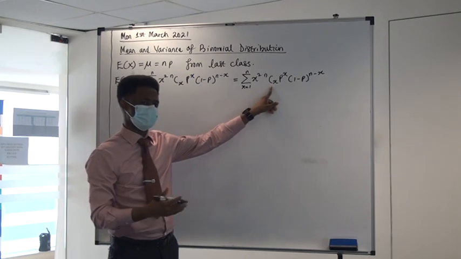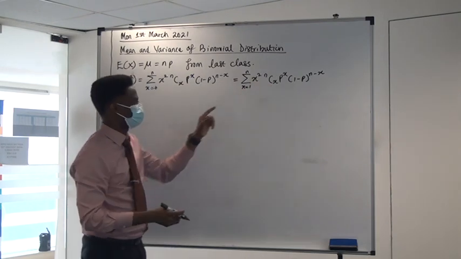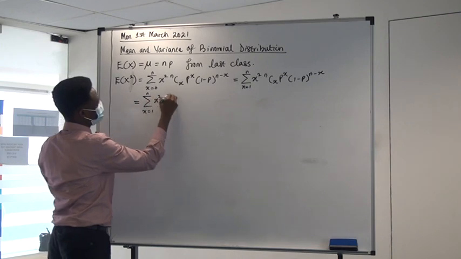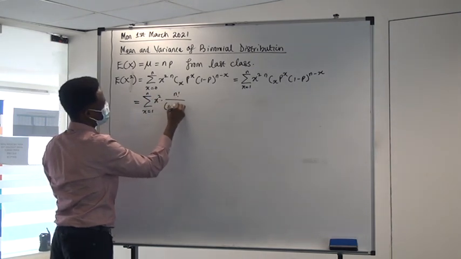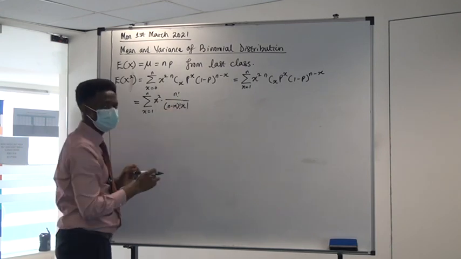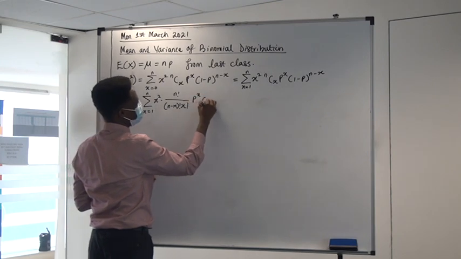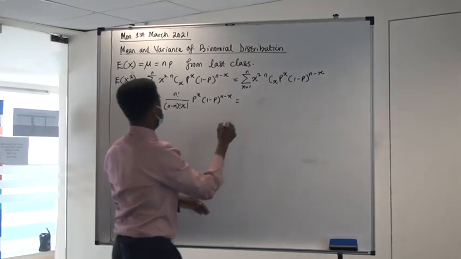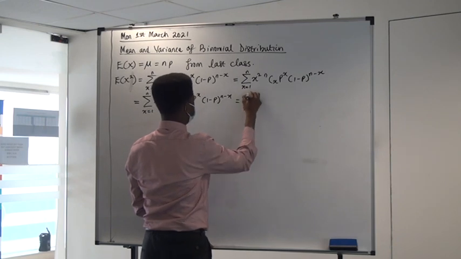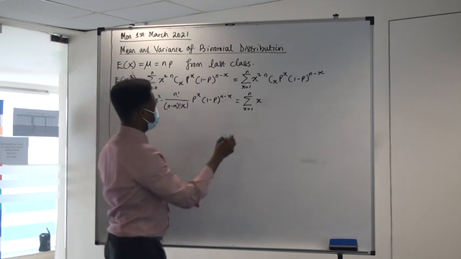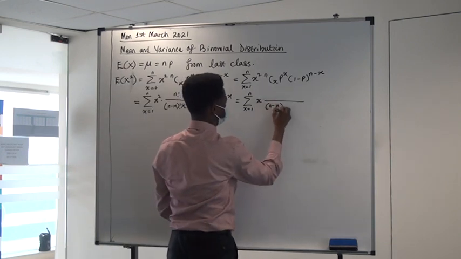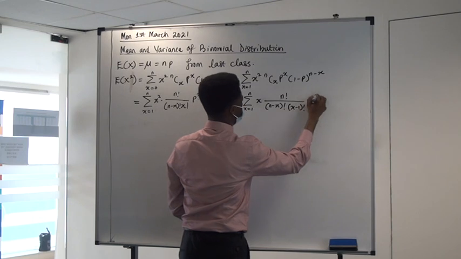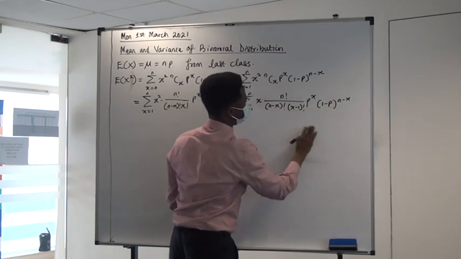We expand this, write it in a better form and take one x out. So when we do that, we get the summation from x equals 1 to n, x squared, n factorial, over n minus x factorial, so that one of these cancels, and p to power x, 1 minus p, n minus x. When one of these cancels, I'm just going to write the result. So we have summation x equals 1 to n, one x remaining, so this becomes n minus x factorial and x minus 1 factorial. P to power x, 1 minus p to power n minus x. We got it up to this point.